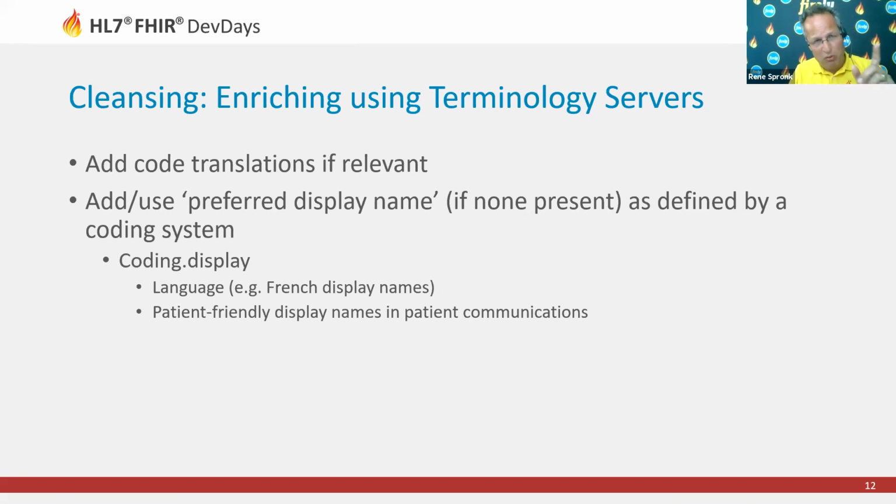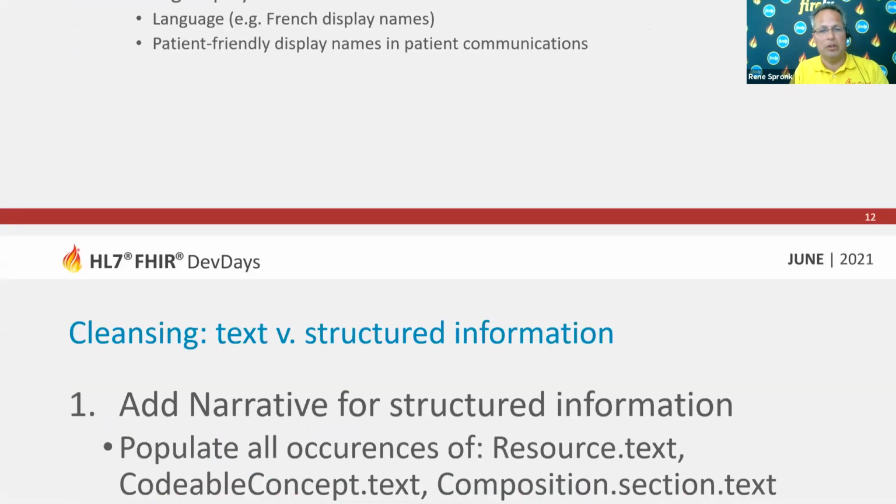And another example are the patient-friendly display names. And there you see that context is of ultimate importance. Because, hey, if the receiving system is going to basically be a patient-facing application, then you may wish to replace the more clinical display names with patient-friendly display names. And again, something you can do, cleansing or enrichment in this case, based on master data.